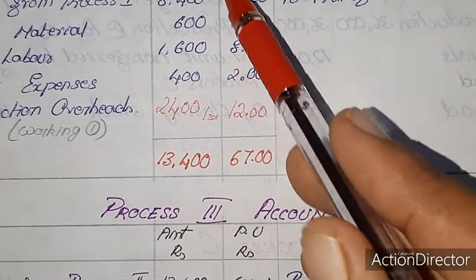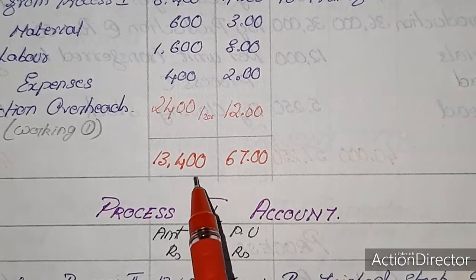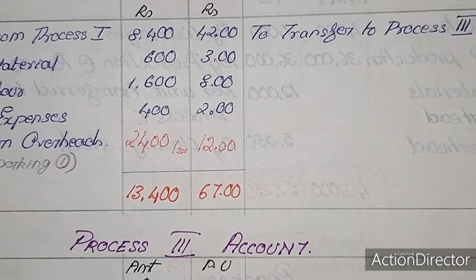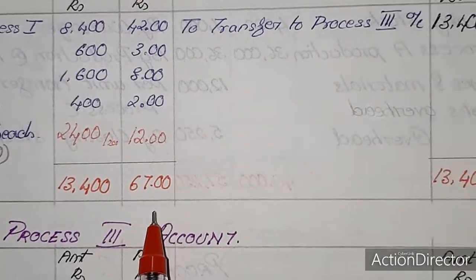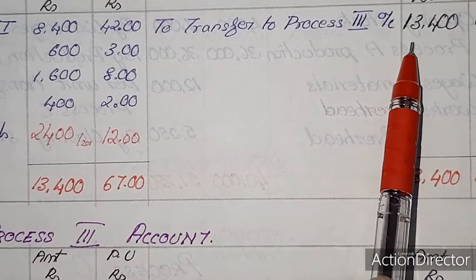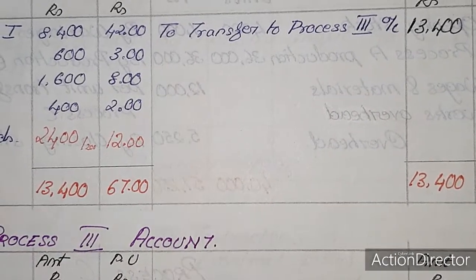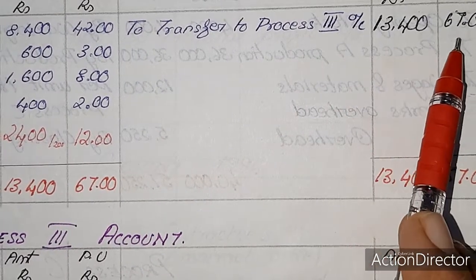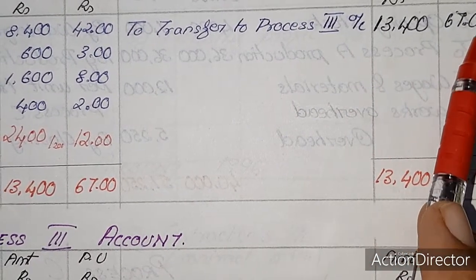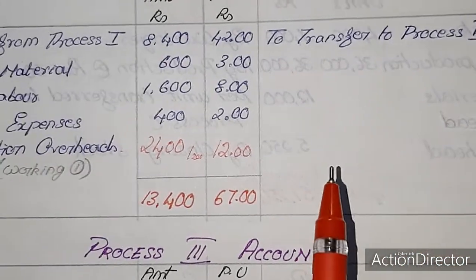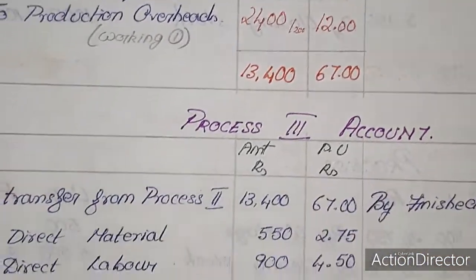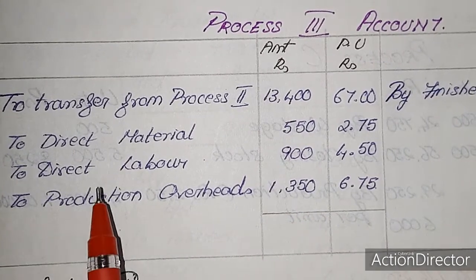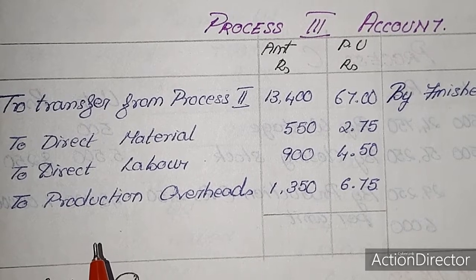12.00. Now I add up all the amounts, I am getting 13,400, and I add up all the cost per unit values, I get 67.00. This I'll be transferring to the credit side, and I'll write it as by transfer to process 3 account, 13,400 and 67.00 is my cost per unit. So for the next process, I'll be writing it as process 3. So we do the same thing for the third process also.